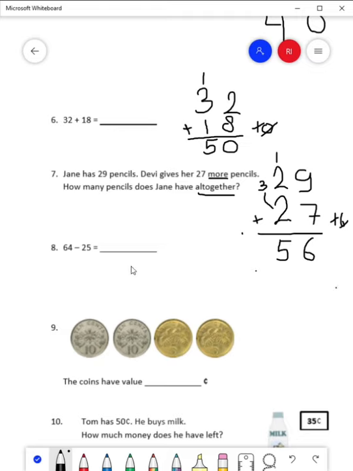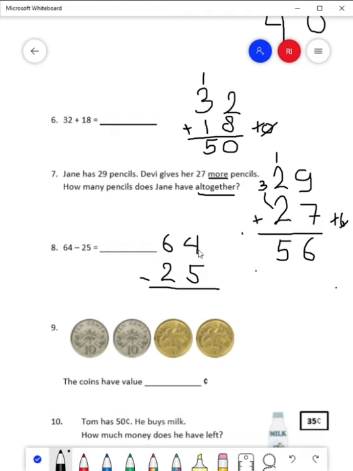Let's move to the next question. Question number 8. For number 8, we know that it is actually subtraction because of the symbol. Okay, so let's just get started. 64 minus 25. Let's write 64 minus 25. Okay, minus. For subtraction we also have to count the ones first.